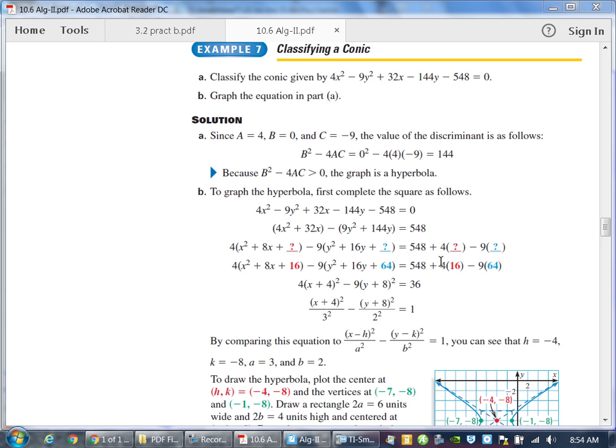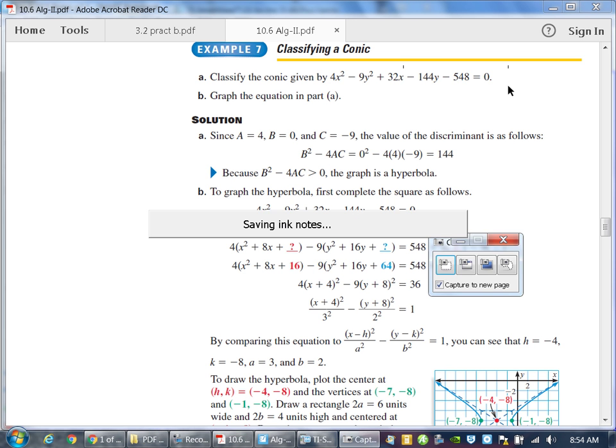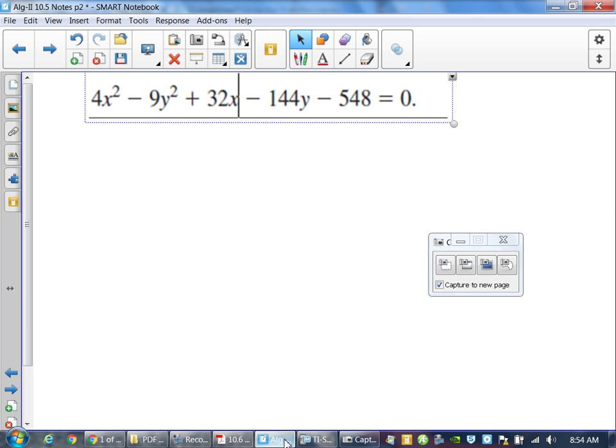How much material are you learning before Friday? This is about it. And this part is just the one that takes the longest because of all the completing the square.